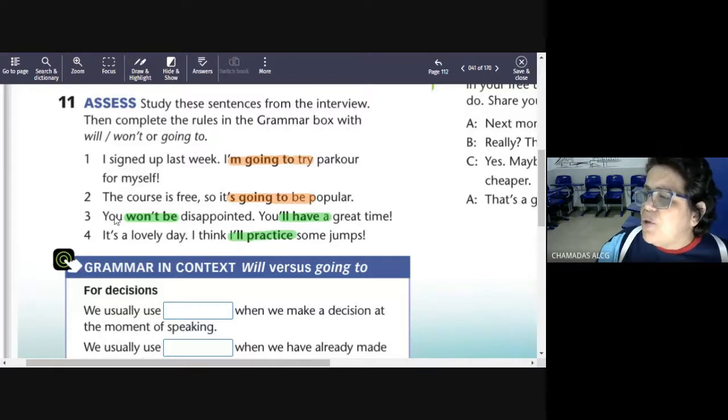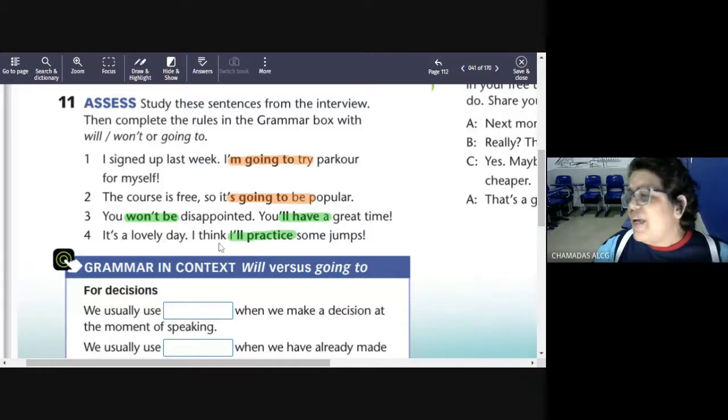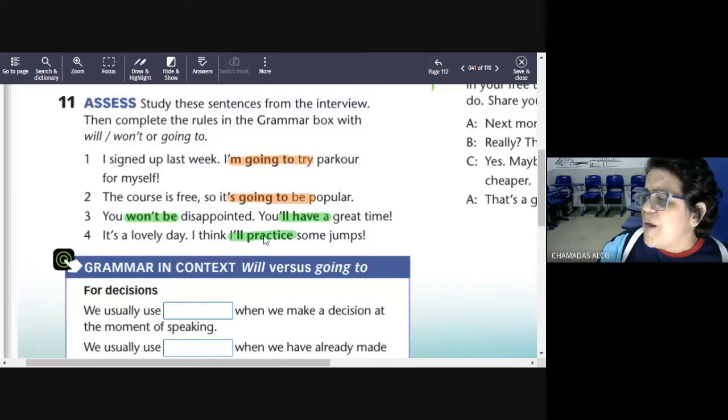Now here, you won't be disappointed. You will have a great time. Is there any evidence here? No, I'm just predicting. In my opinion, you won't be disappointed, but where is the evidence? No evidence. Here, the same. The next one. It's a lovely day. I think I'll practice some jumps.